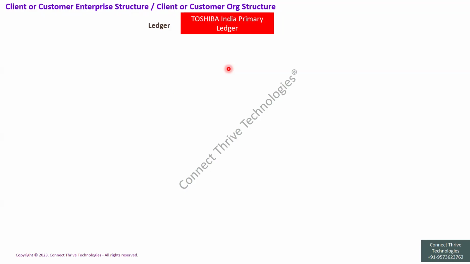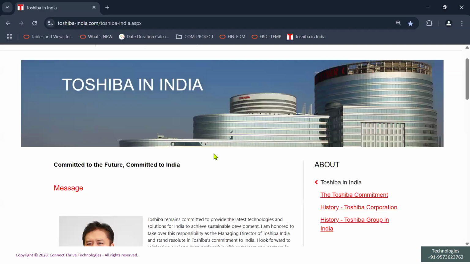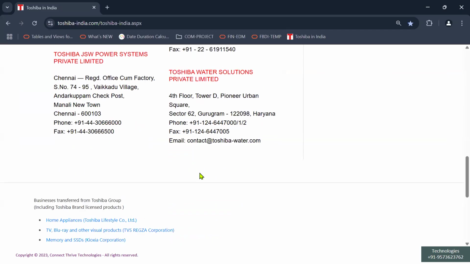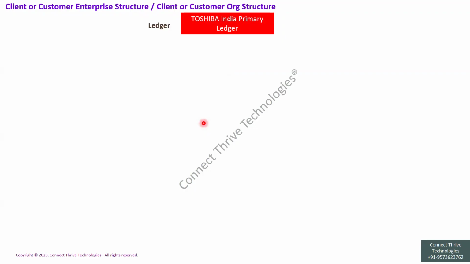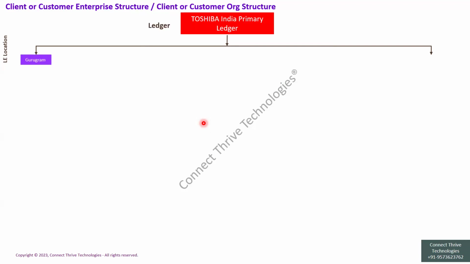I'm giving an example for that: six states where they are operating businesses within India, for six legal entities. Let's see in which states they have operations. We will call this the LE location, or legal entity locations. They have operations in Gurgaon, Bangalore, Telangana, Mumbai, Chennai, and Haryana. So they have operations in India, six locations.